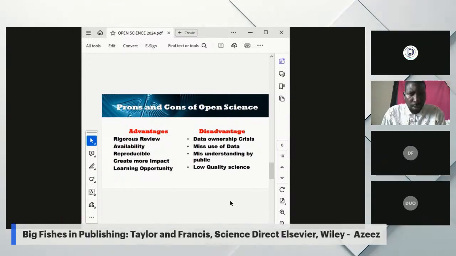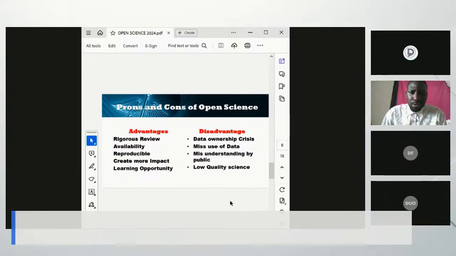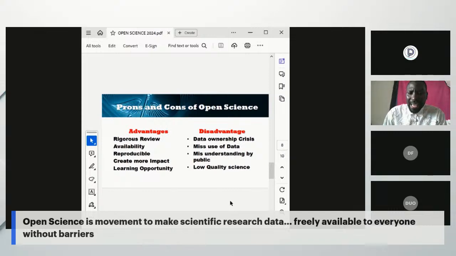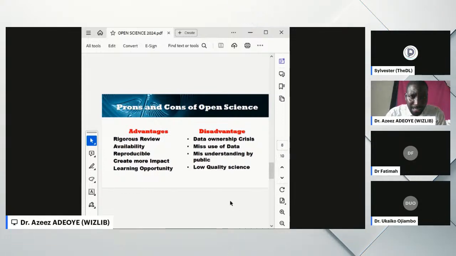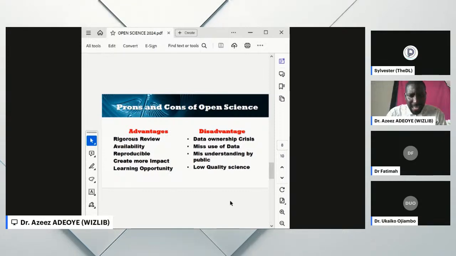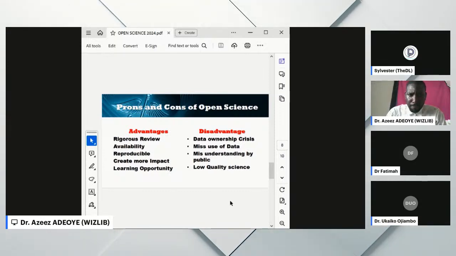And please, when we say open science, it is not restricted to only science disciplines. The science there also includes human science, animal science, humanities, social science, arts, and education. So it all encompasses. It doesn't restrict itself to sciences as we know it to be.